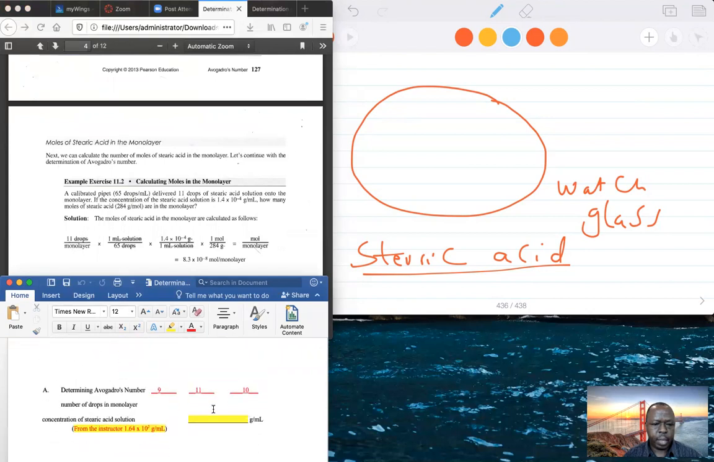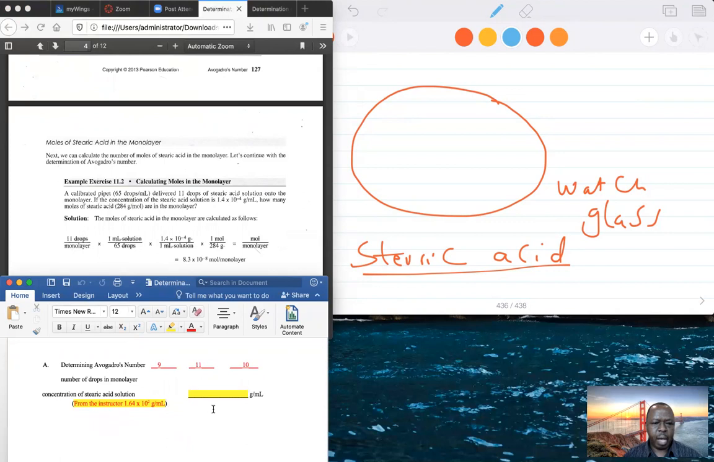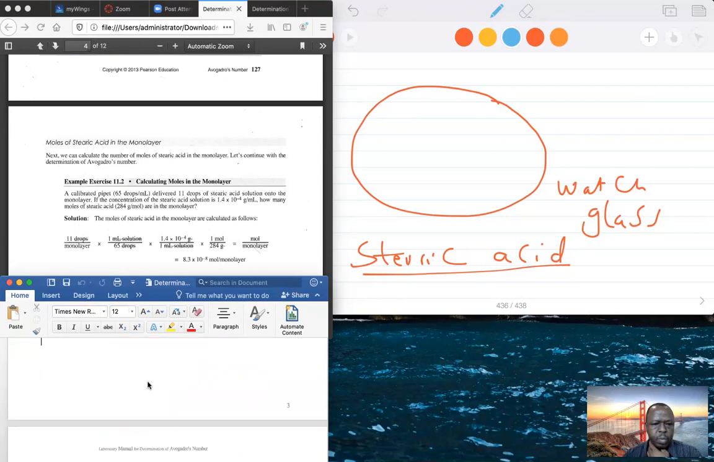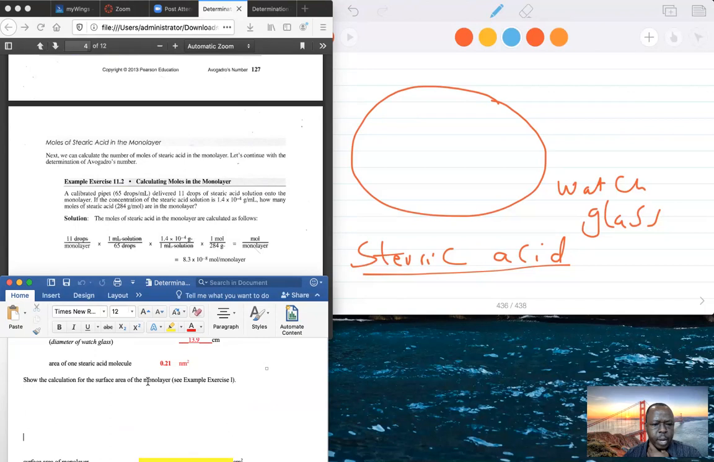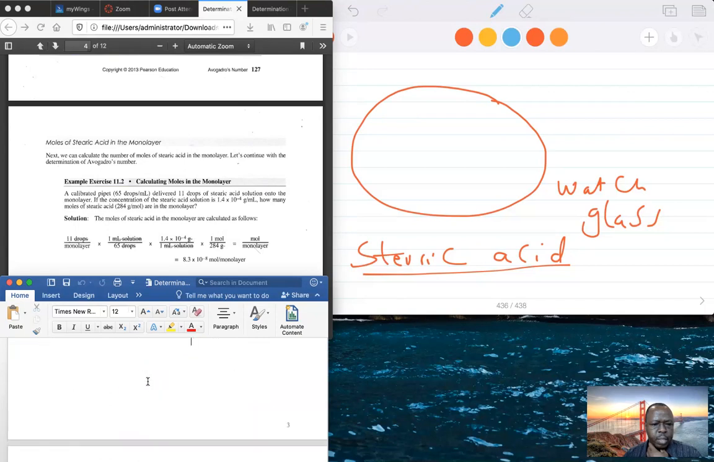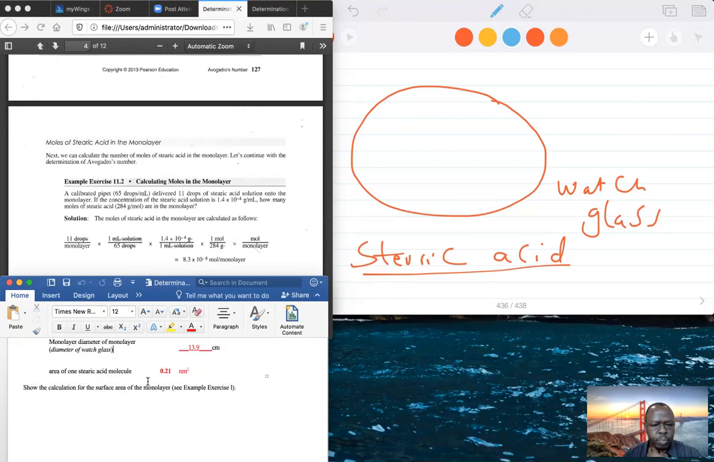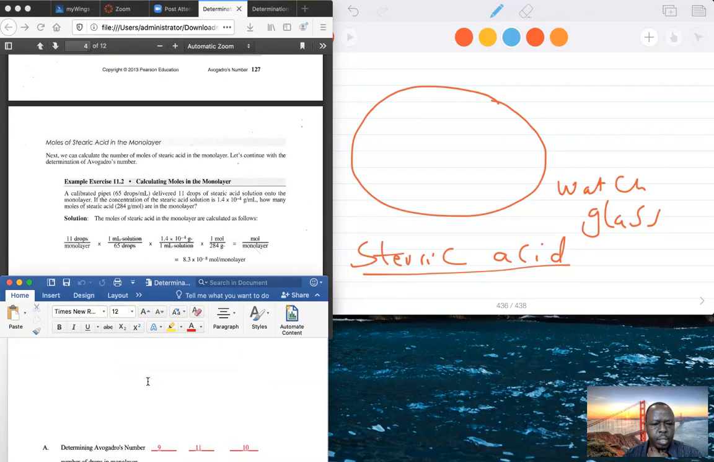All right. I had to do it 3 times. These are the number of drops per monolayer: there is 11, 10, and is it 12? No, 9, 10, 11. These are the number of drops used to get the molecules.